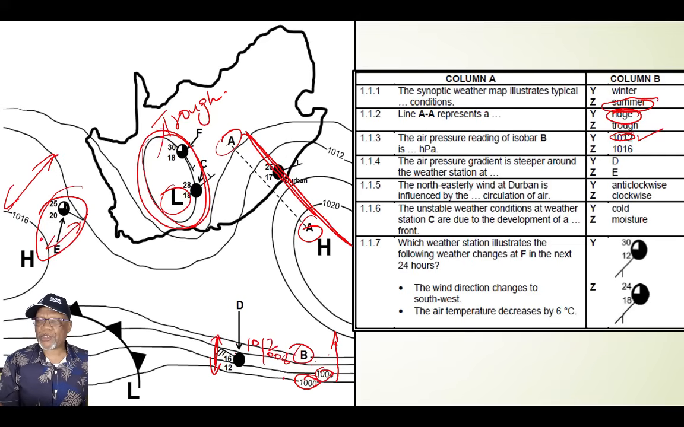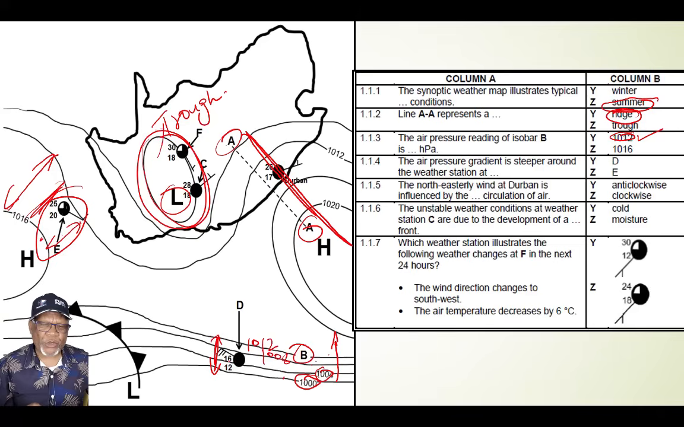Now let's answer this question. The air pressure gradient is steeper around the weather station at D. It will be a D because the isobars are closer. But here, the air pressure gradient will be gentle because the isobars are far from each other, which means the winds that will blow here will be weaker than the winds that will blow here.